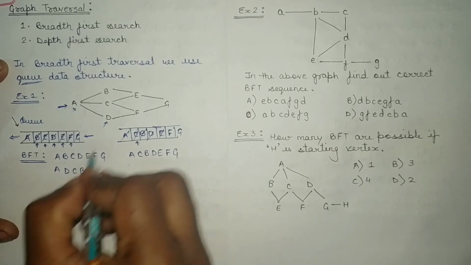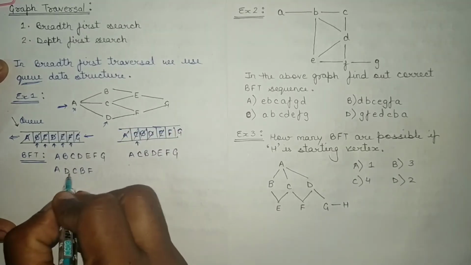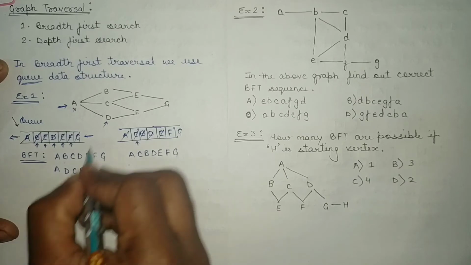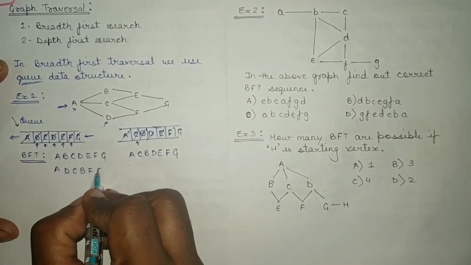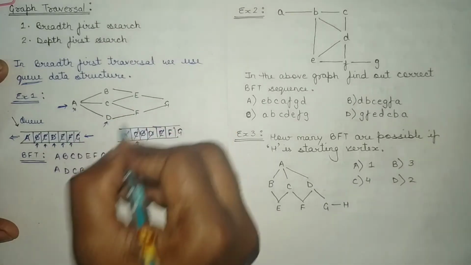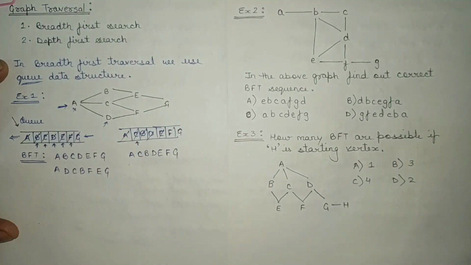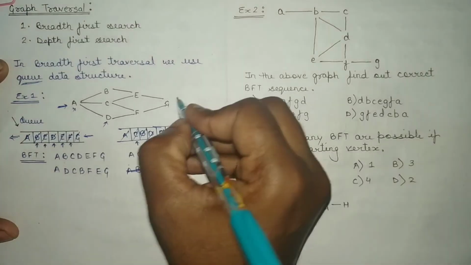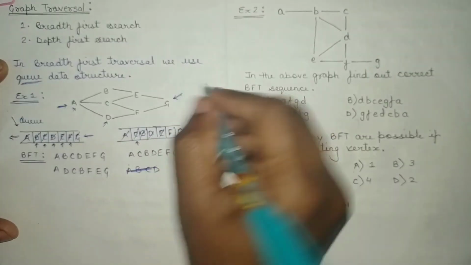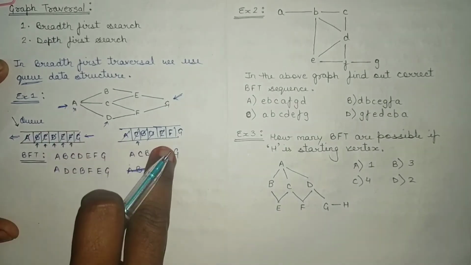What are the adjacent of D? F. So D is done. Next is C. What are the adjacents of C? E and F. So F is already done. So E. Similarly, B adjacent is done. F adjacent is G. So this is one possibility. What is the another possibilities? Another possibility, if you are starting from any other node, then you can get. But from A, I think there are only 3 possibilities.